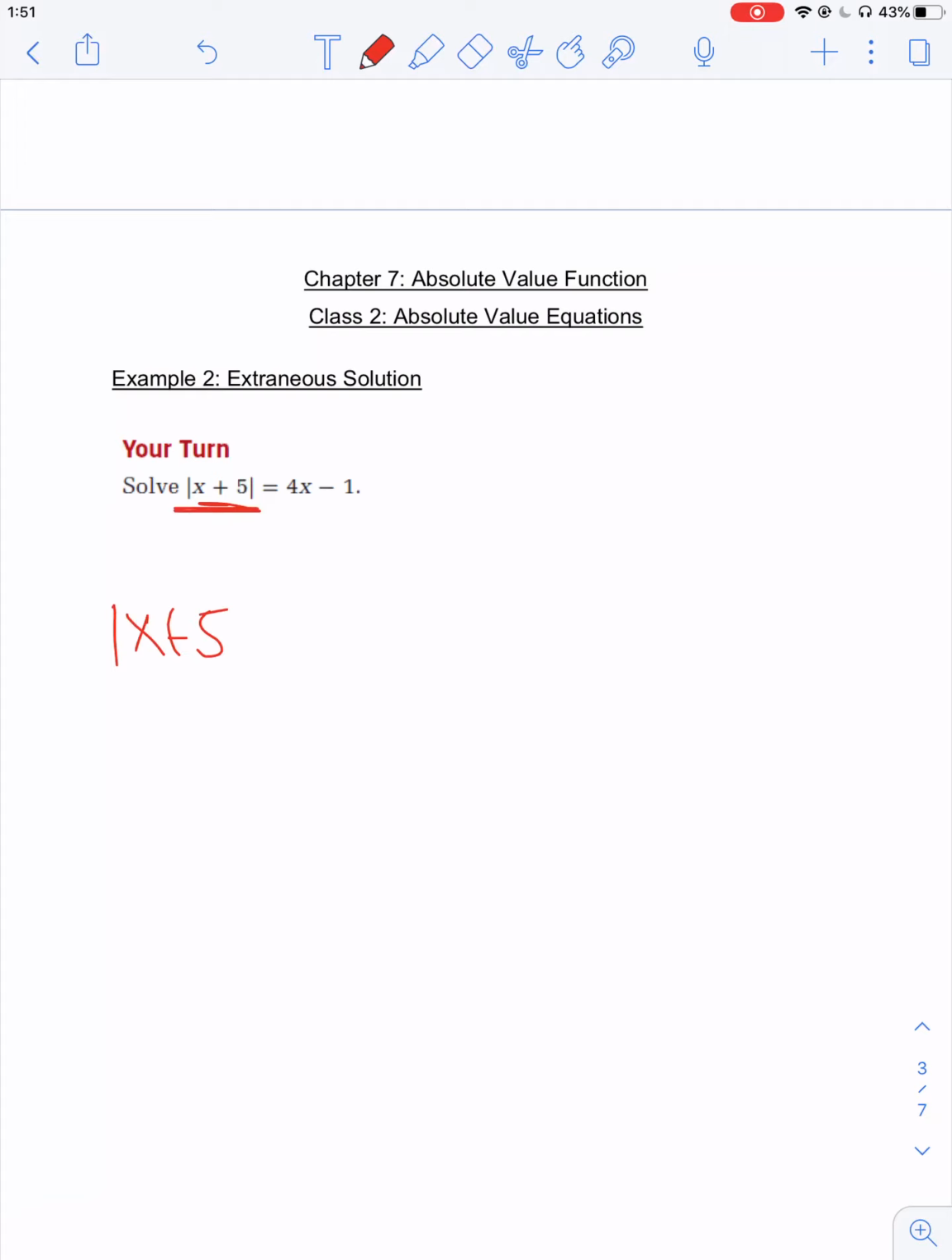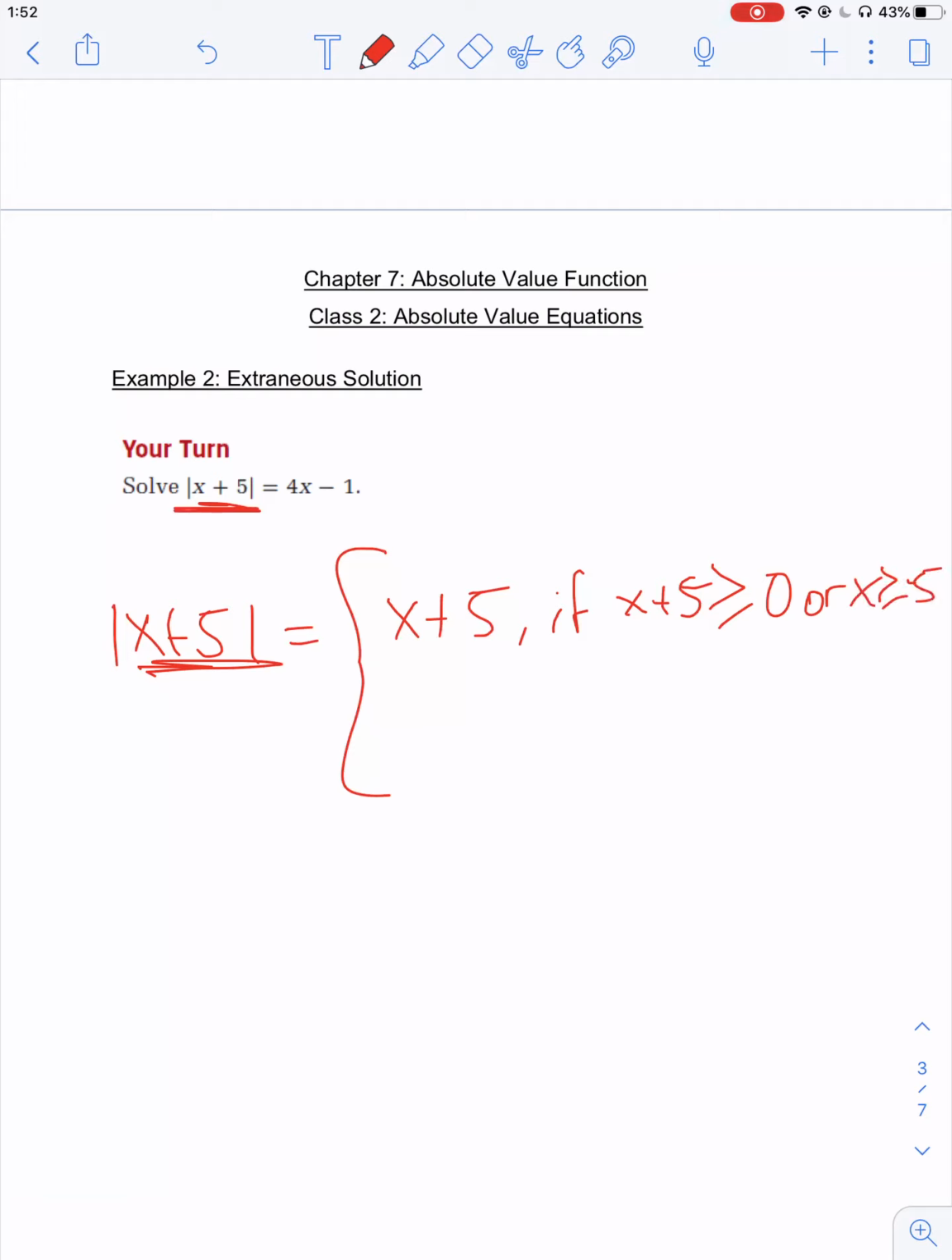Okay, so the absolute value of x plus 5 is x plus 5, it remains the same, if whatever you have on the inside happens to be greater than or equal to 0. And if you solve for x, which you should, because that will give you your domain, as long as x is greater than or equal to -5.